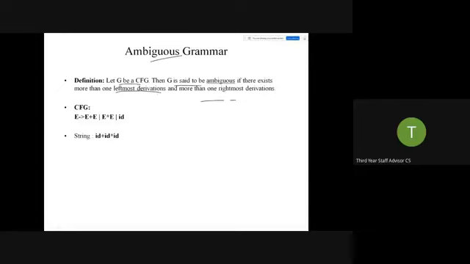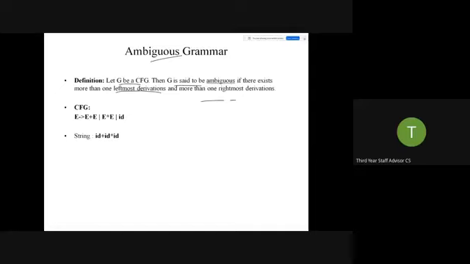Before that, in last classes we have seen that there is more than one parse tree for a particular grammar. നമുക്കറിയാം, we can represent a different parse tree for a single grammar. But here in case of ambiguity, if there exists more than one leftmost or rightmost derivation, that grammar is known as an ambiguous grammar.